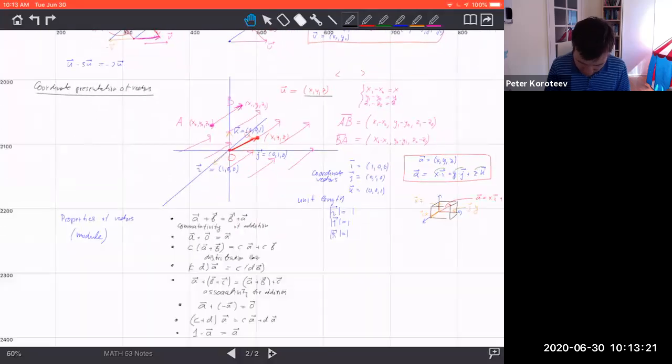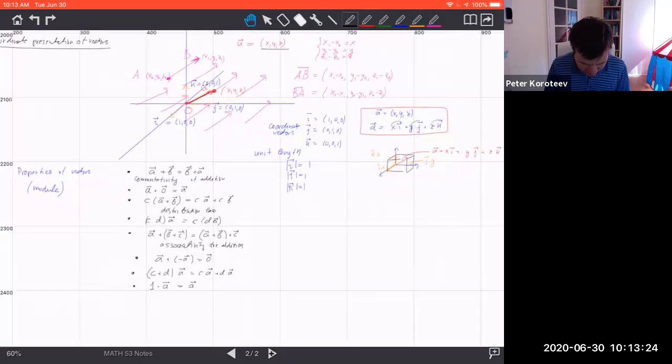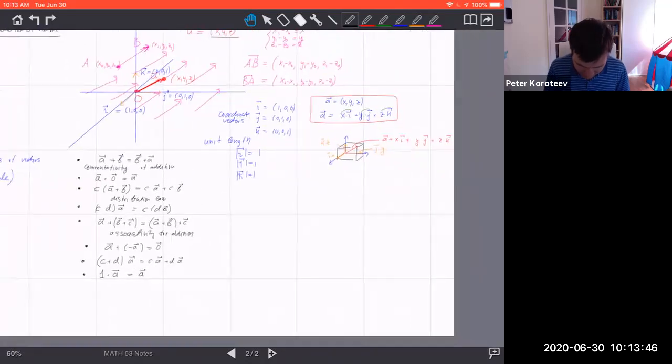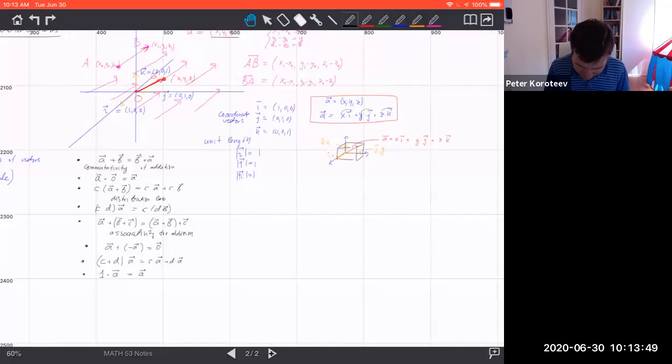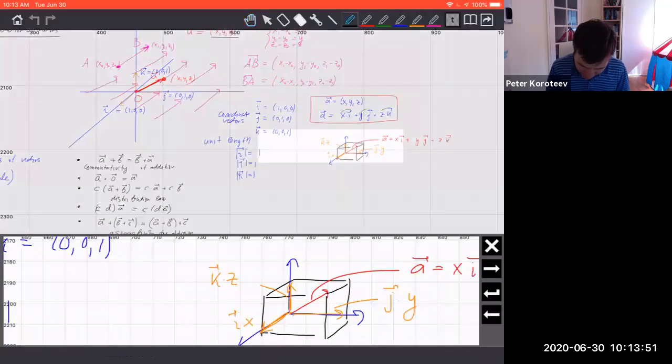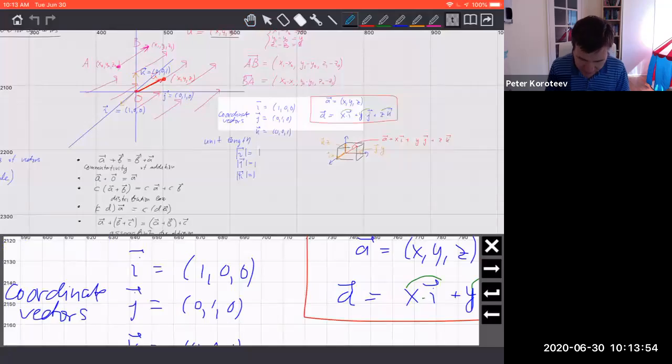Finally, we talked about properties of vectors. Basically, you can add them commutatively. There's a zero vector which has no direction and zero length. There's a unit: if you multiply a vector by one, you get the same vector. And we talked about coordinate vectors i, j, and k, which have coordinates (1, 0, 0), (0, 1, 0), and (0, 0, 1), respectively.